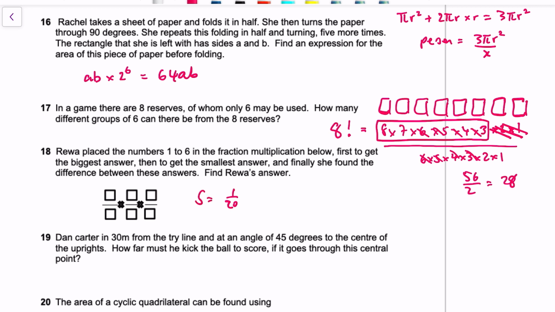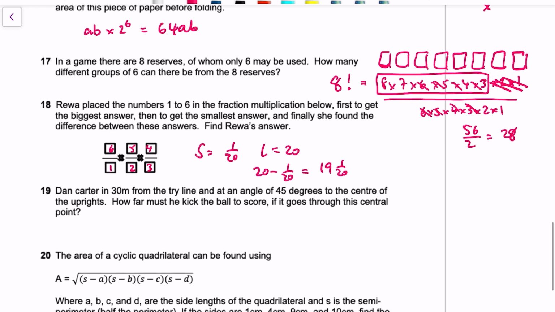And then the biggest will be the other way around, so 654 over 123, which is just 20 over 1. Largest is 20. And then if I find the difference between them, it's 20 minus 1/20th, which is 19 and 1/20th.